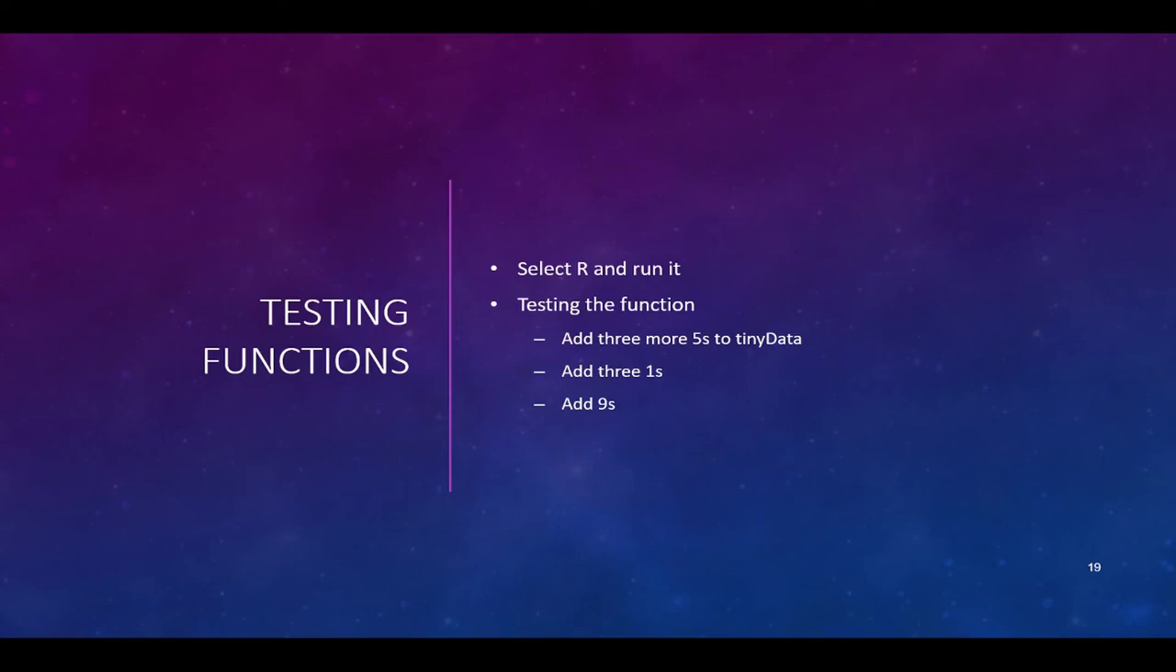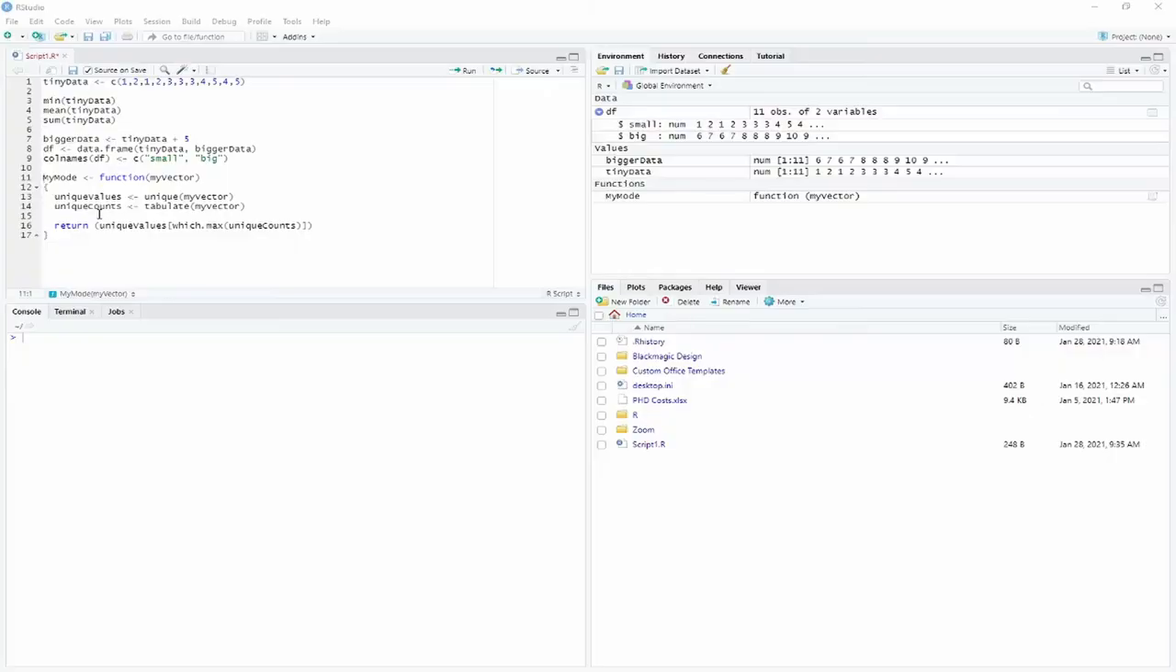We want to see where my mode is going to fail. We're going to do 3 different things. We're going to add 3 more 5s, we're going to add some extra 1s, and then we're going to add some extra 9s. And let's see where we can break this function. Let's take a look. Now I did something a little unique here.